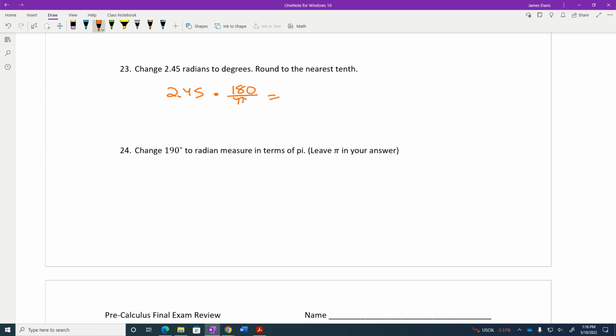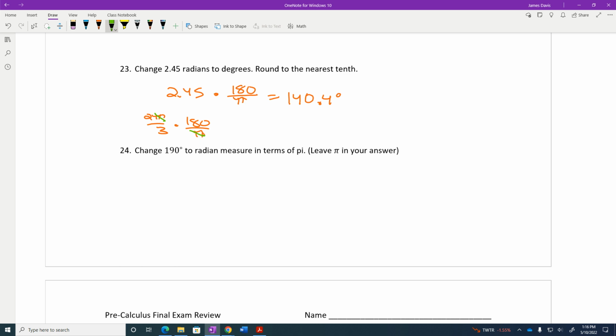So make sure you use the pi symbol, don't type in like 3.14. So you get 140.4. You could also see a problem like maybe it's like 2 pi over 3, and then you got to convert that times pi over 180. If you see something like that where it has it in terms of pi, you would then just cancel the pi's, so then it would just be 2 times 180 pi.